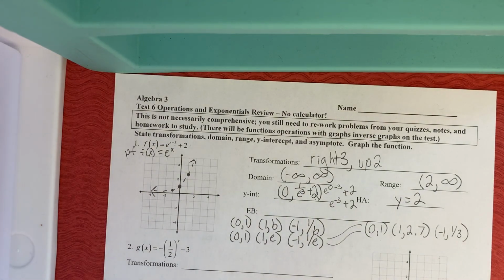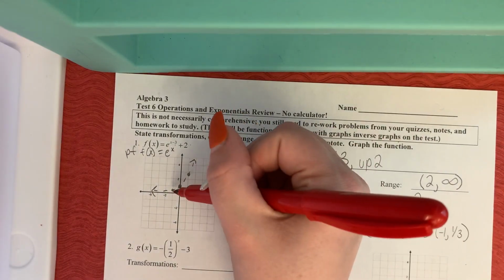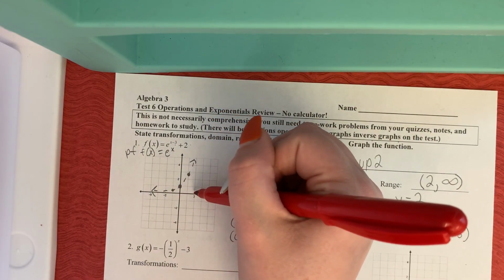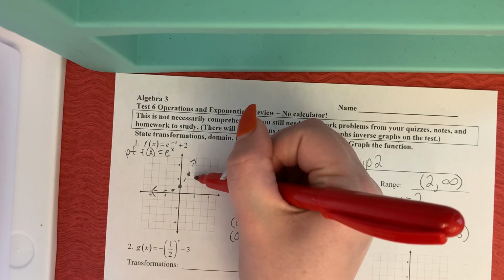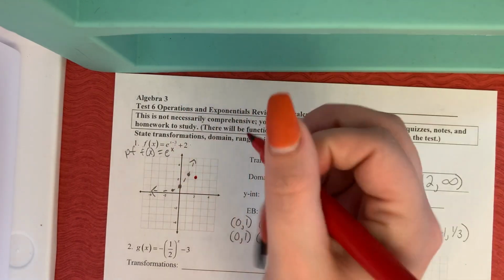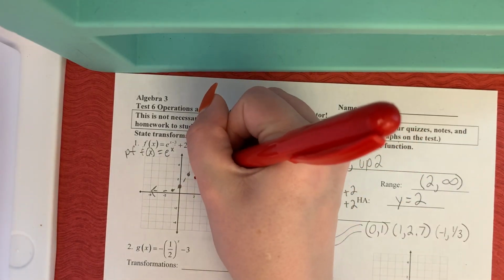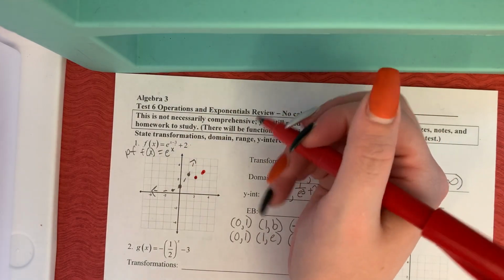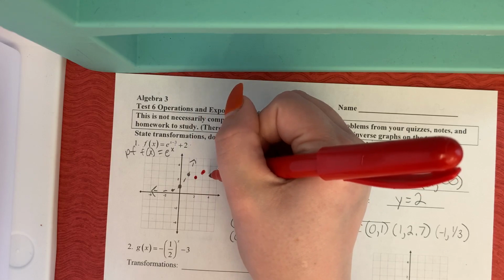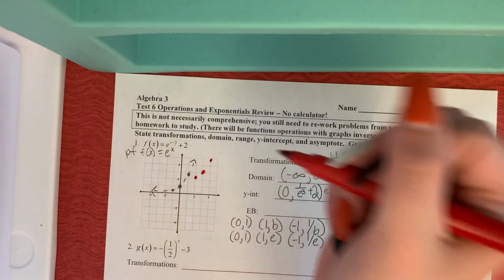And then I'll take those points and do all my transformations. So I'll move it right 3 and up 2. I'll take (negative 1, 1/3) and move that right 1, 2, 3, and up 1, 2 to be right about there. Okay, I'll take (0, 1) and move that right 3 and up 2 to be right about here. And I'll take (1, 2.7) and move that right 3 and up 2 to be right about there-ish.